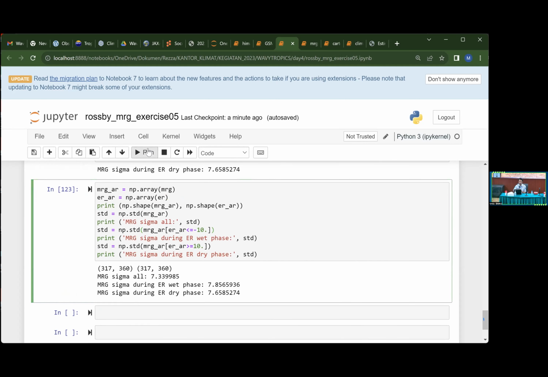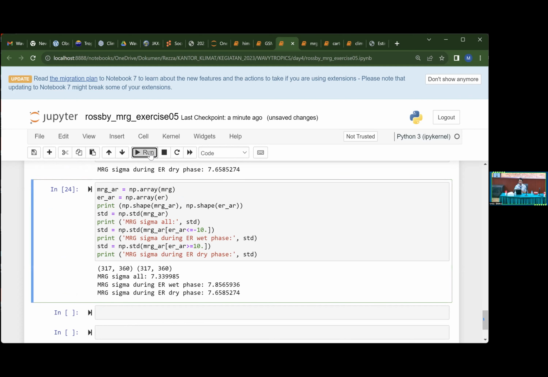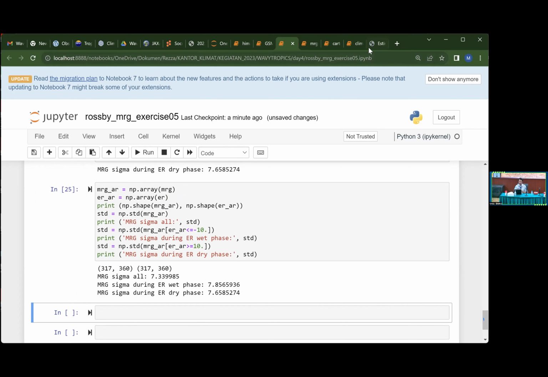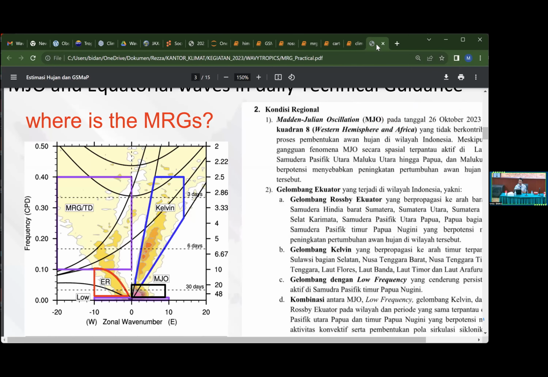Maybe my time is over, right? Okay, so this is the end of my exercise, and I just want to close my session: MRG and equatorial Rossby waves are similar.